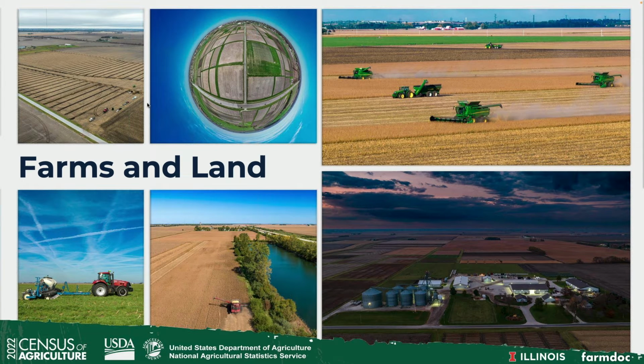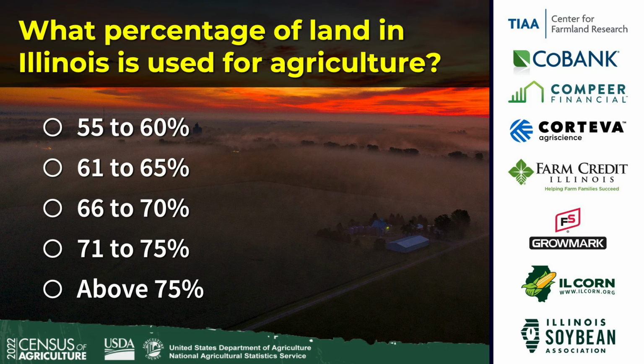All right, we're going to shift over to farms and land, and we will also have another ag trivia question. We're going to do this poll, and we're going to answer a quick question while you're filling out the poll. The poll is pretty simple. What percentage of land in Illinois is used for agriculture? Just select one of those. You can choose your answer there. We'll get to that in just a minute.